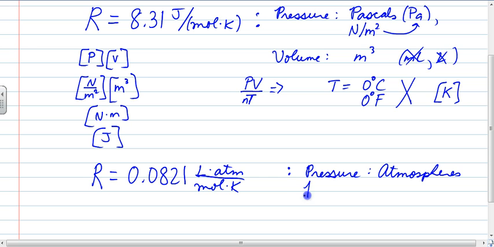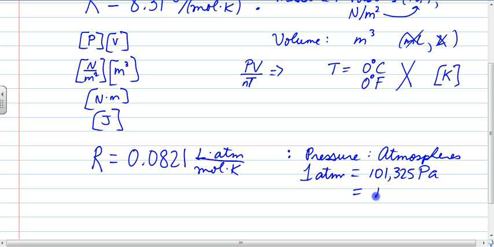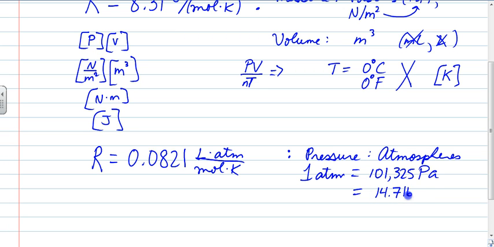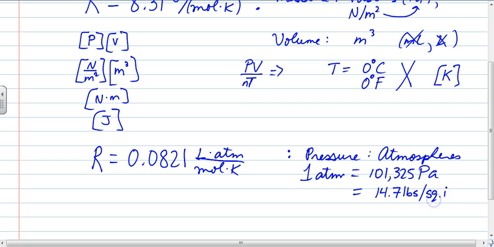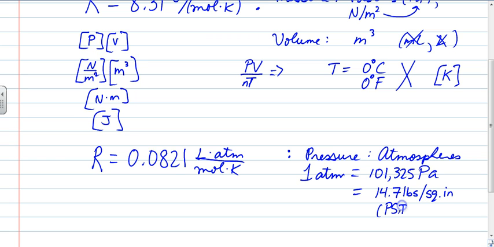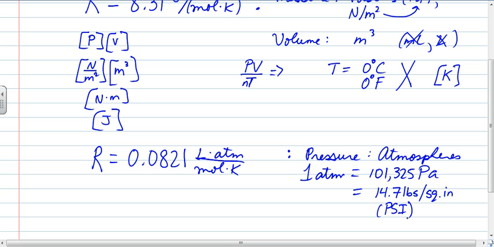And just as a reminder, 1 atm, 1 atmosphere, is 101,325 pascals. Another way of writing this is it's about 14.7 pounds per square inch. And you might recognize that as PSI, pounds per square inch. So if you have to fill up your tires to 32 PSI, you're talking about a little bit more than twice atmospheric pressure. But it's really important that you express the pressure in terms of atmospheres.